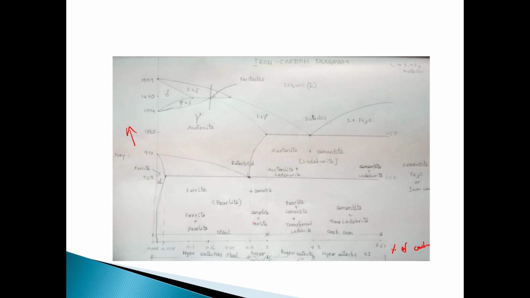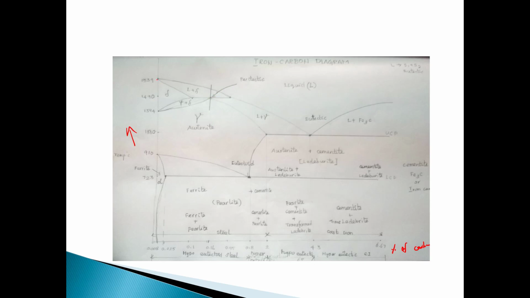So at the point 0.8, we have the eutectoid region. At the 4.3 percentage of carbon at the temperature 1130 degrees Celsius, we have the eutectic point. So this is the alpha region or ferrite region. This is the gamma austenite, and here we have the pearlite.